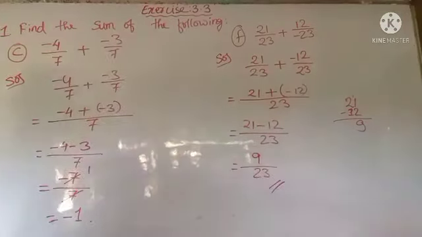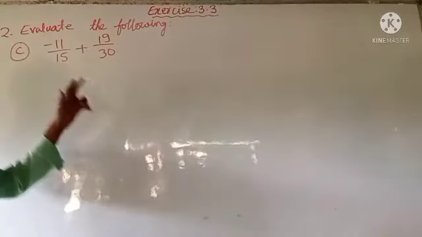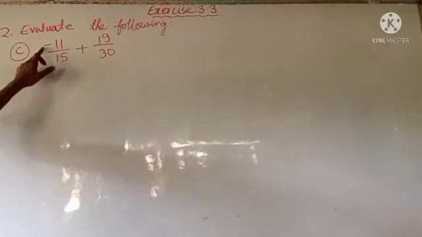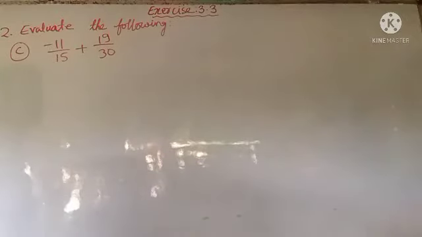In this way you can try the remaining options. Now let me show you question number 2. So question number 2 here, evaluate the following. Option number C, minus 11 by 15 plus 19 by 30.